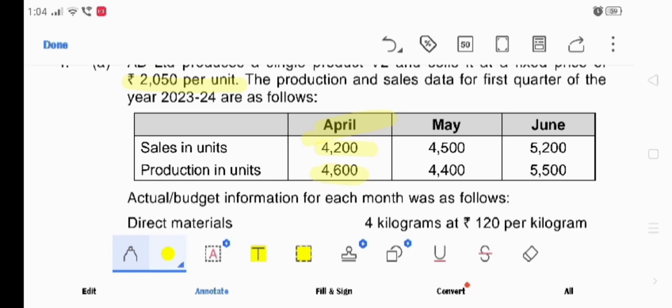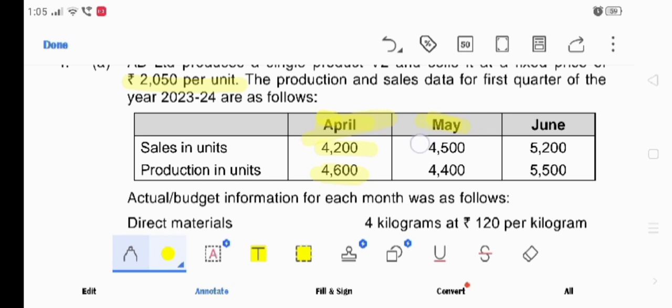So if there is no opening stock at all, then the entire 400 units is closing stock for April. Then what is the opening stock for May? It's 400, because it's closing stock for April and opening stock for May. So that's how you calculate.